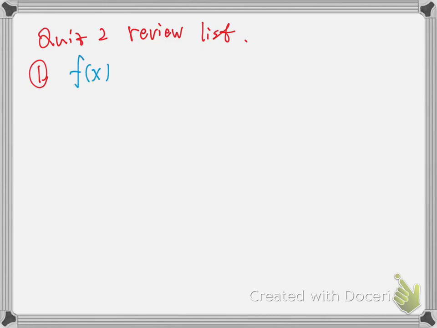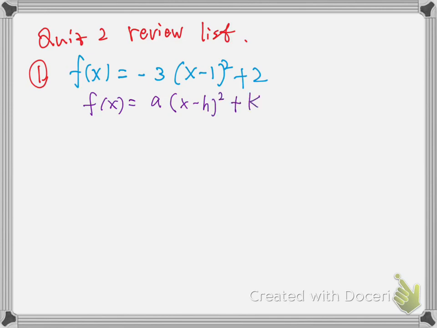f of x is -3 times (x minus 1) squared plus 2. Okay, plus 2. So this is the easier case. So the vertex is given in this expression. So now let's write down the formula for this. f of x is a times (x minus h) squared plus k. Okay, plus k. So the quadratic function is given in this form.